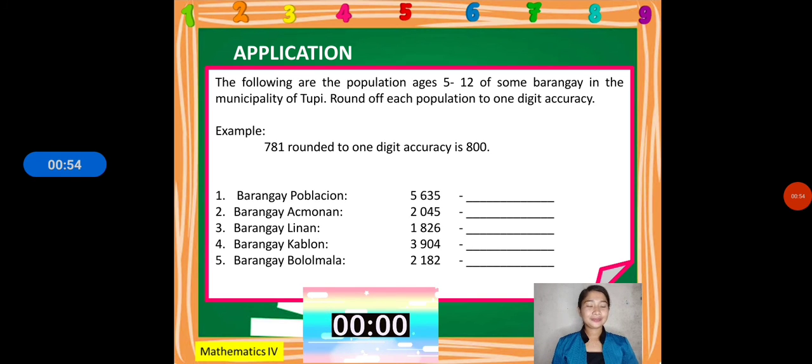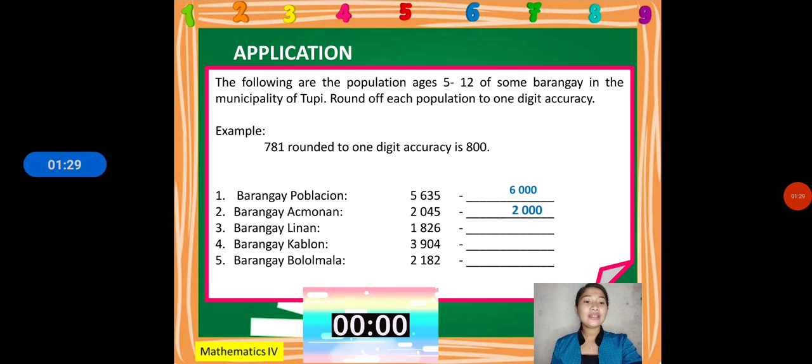Time's up! Okay, let's answer. Number 1, Barangay Poblacion, we have 5,635. Rounded to 1-digit accuracy is 6,000. Number 2, Barangay Akmunan have 2,045. Rounded to 1-digit accuracy is 2,000.